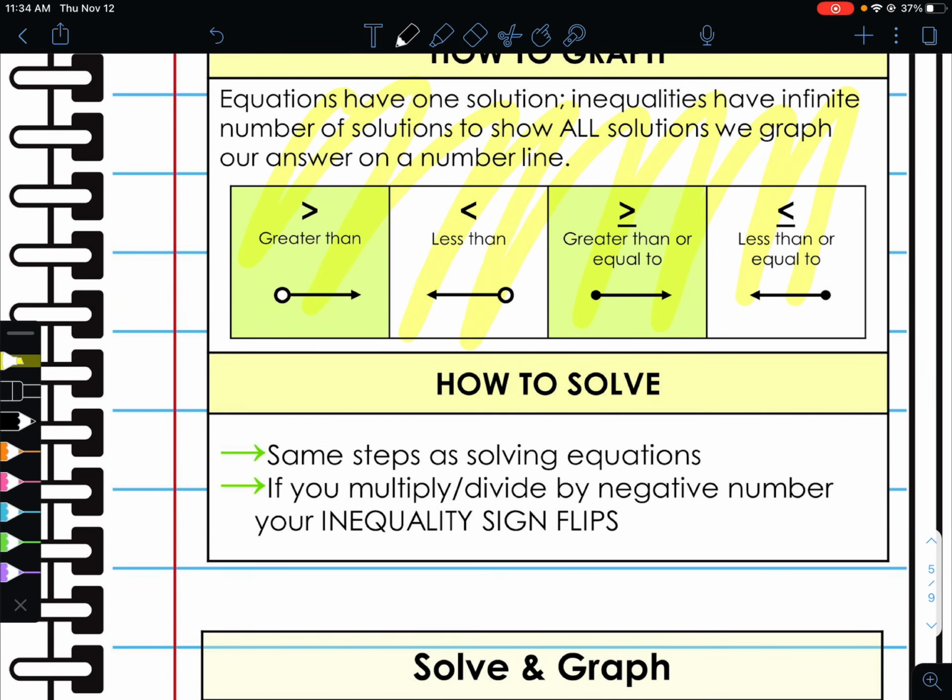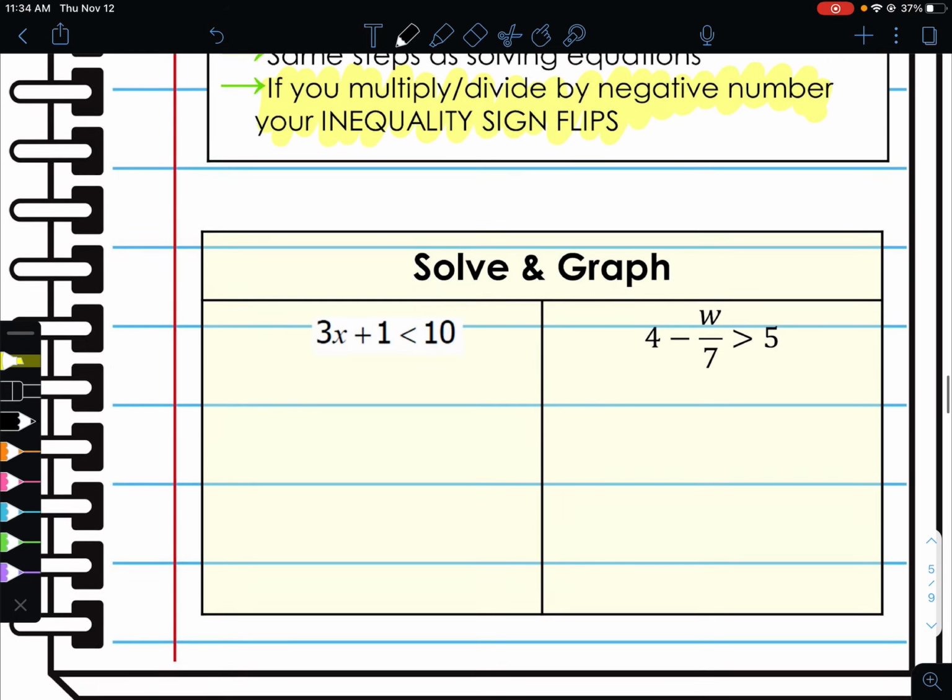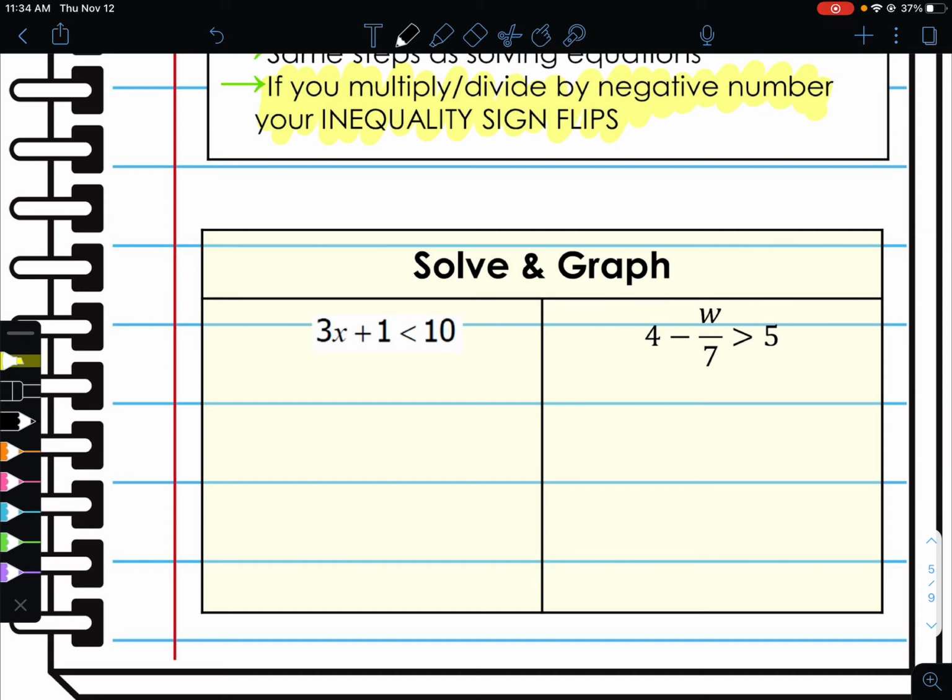When you're solving inequalities, they solve very similar to equations. The only thing different that you need to be mindful of is that special rule of inequalities that you learned about last year, which is when you multiply or divide by a negative number, your inequality sign changes around. And so we'll do a couple examples with that in there as well.